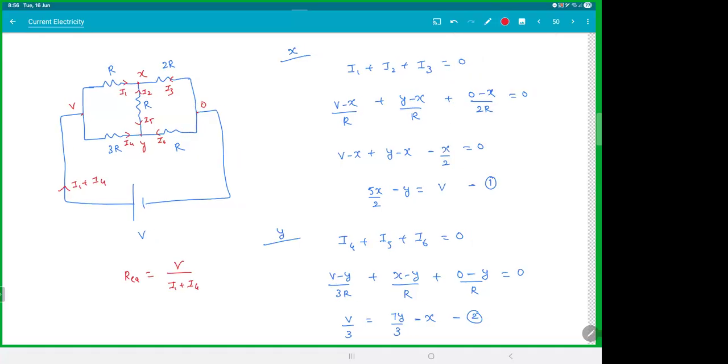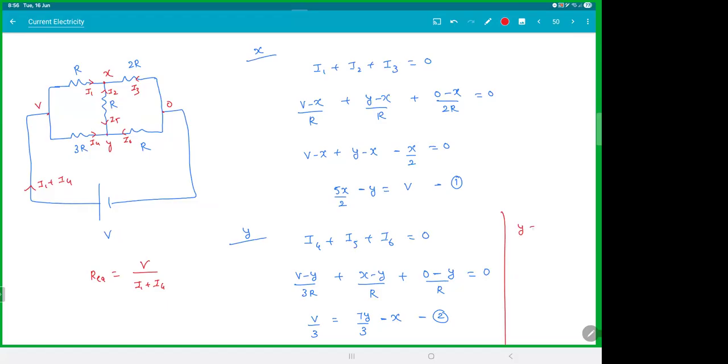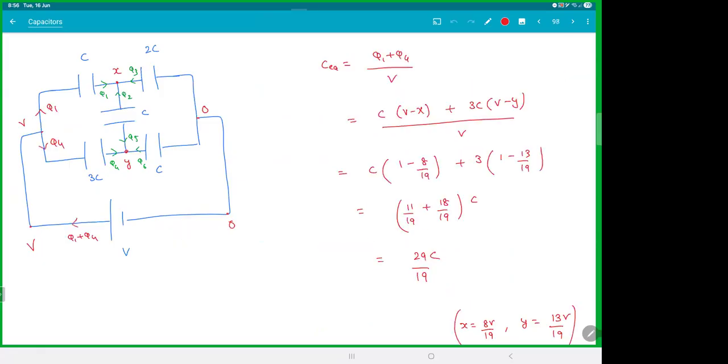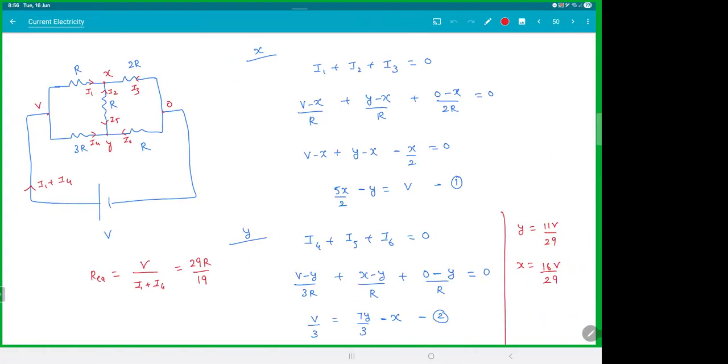So people are saying when you do this, the value of Y is 11V by 29 and the value of X is 16V by 29. If you take this and solve, it will turn out to be 29R by 19. So substitute I1 and I4 and get it. I think the same answer came for capacitance also, 29C by 19. I'm not solving it, so check your equations. If you got the equations, you're right. I know you guys are experts in solving two simultaneous equations, so I trust you.